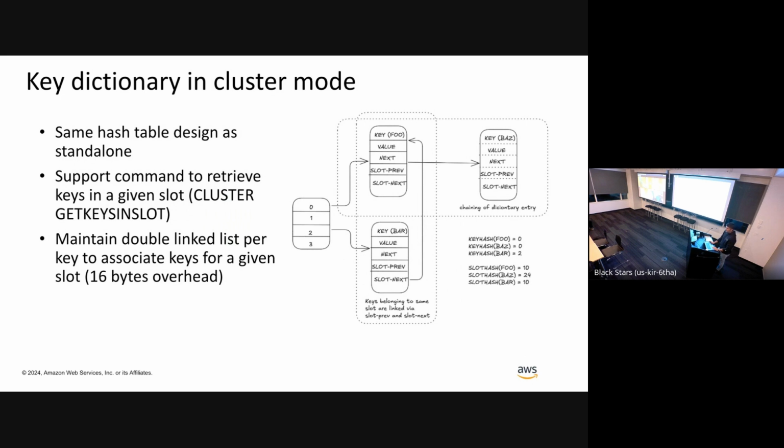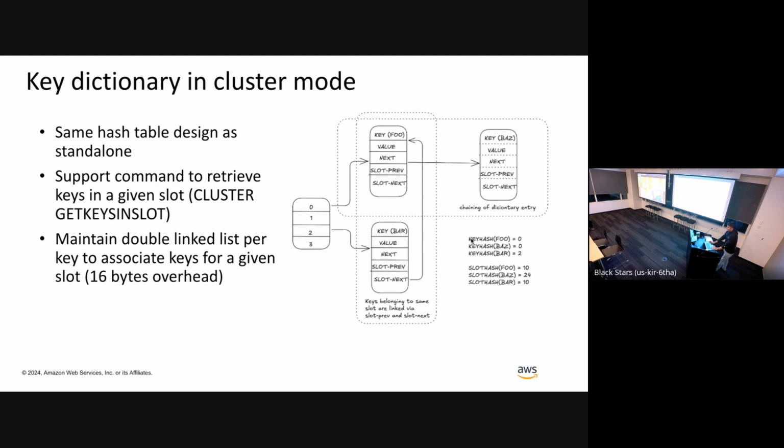So for that, what we do is we have this slot previous and slot next pointer. So these are the two pointers which we use to establish linking between the keys for a given slot. So you can see in this diagram that there is this key value next, like we saw in standalone approach, but then there is also slot previous and slot next.